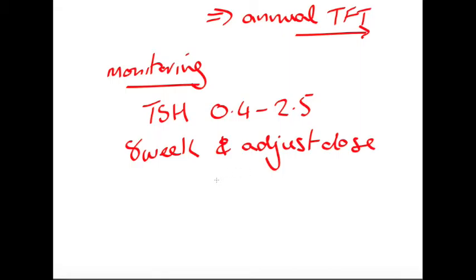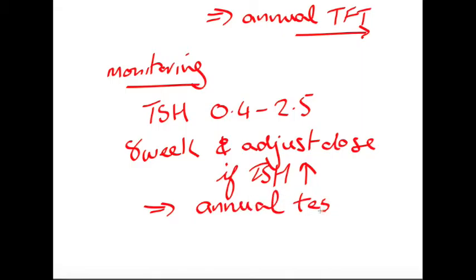So adjust the dose if TSH is still high. Once it's stable, they only need an annual blood test doing. So start the thyroxine tablets, arrange the blood test every 8 to 12 weeks. If the thyroid-stimulating hormone is still high, then adjust the thyroxine dose, increase the dose. And once they're stable or they become euthyroid, then they only need an annual blood test.